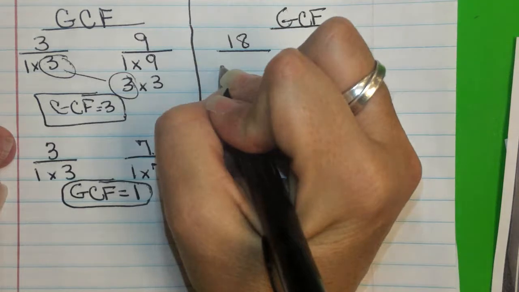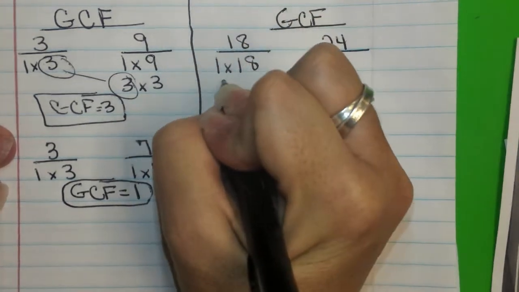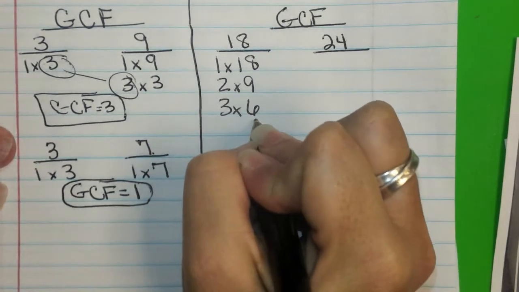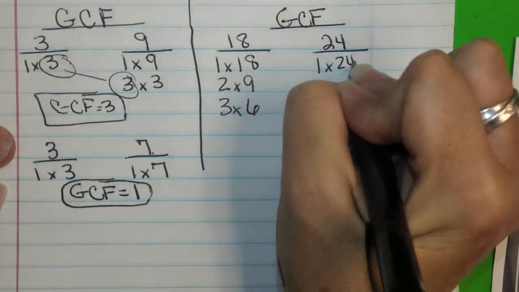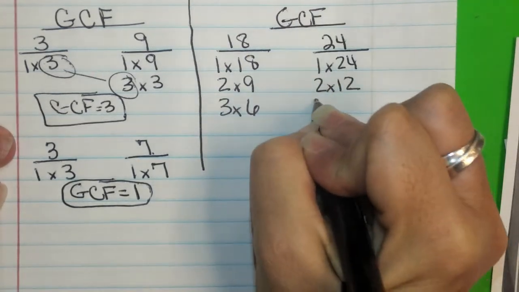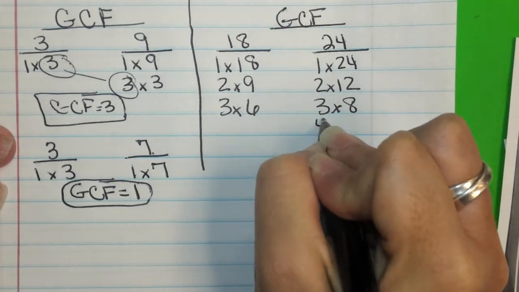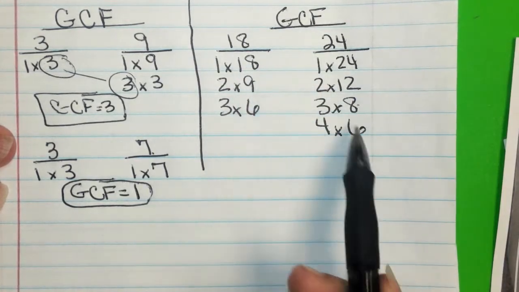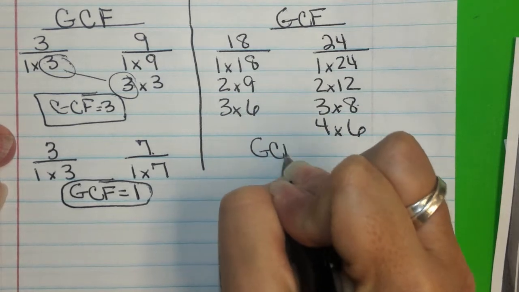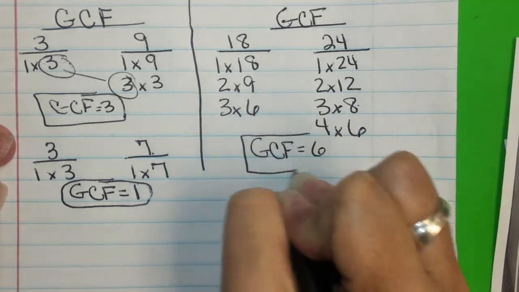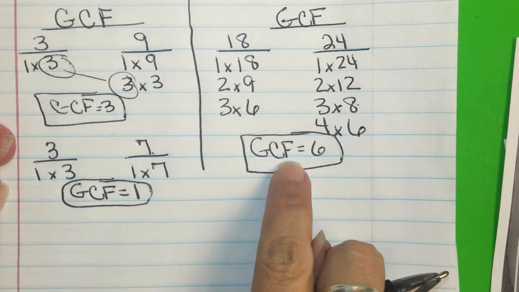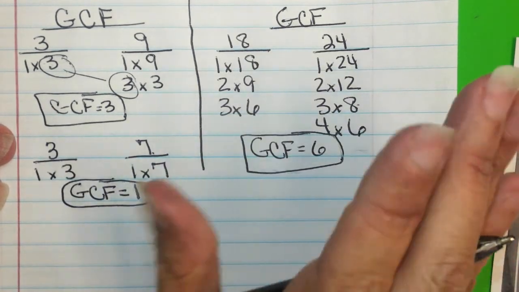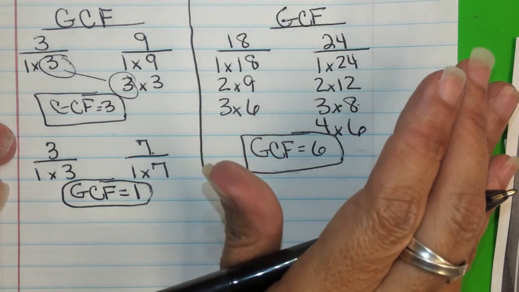6. Okay, so I'm going to list them out. I got 1 times 18, 2 times 9, 3 times 6, 4, 5, 6, and then I check this one, 24, 2 times 12, 3 times 8, 4 times 6, and then I'm checking 18, 9, 6. Yes, GCF is 6. Okay, so GCF, greatest common factor. The biggest one they have in common. Is that okay? Everybody's good on the GCF part?